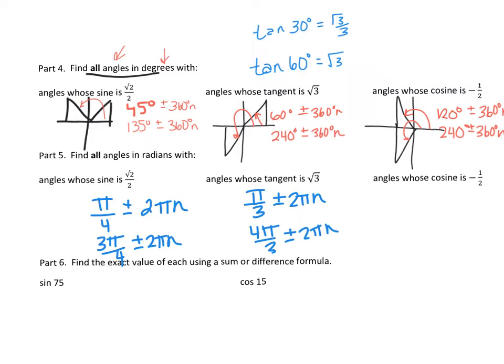And then cosine is negative 1/2, 120 and 240. That is going to be 120 degrees is 2 pi over 3 plus or minus 2 pi n. And then 240 is 4 pi over 3 plus or minus 2 pi n.